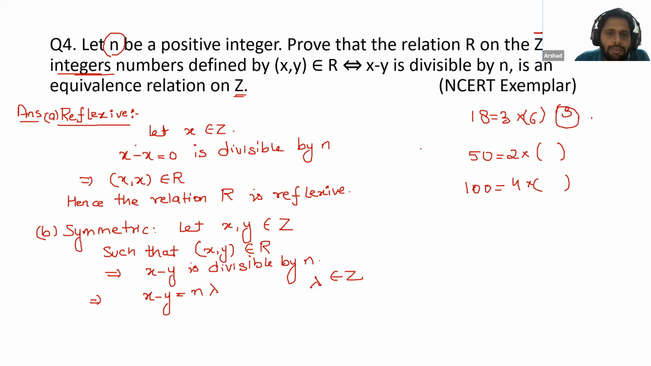So if a number is divisible by any other number, then we can write it as n into some number. Suppose this is divisible by n. That's why we can write this as x minus y is equal to n into any number. In this case, that number will be an integer. There must be some integer which we will put here. But if this is divisible by n, then we can represent this as n lambda. This is clear, Ananya, Abdur, Fahad, Amir, and Rifat?